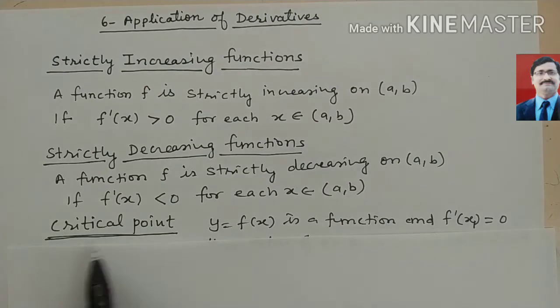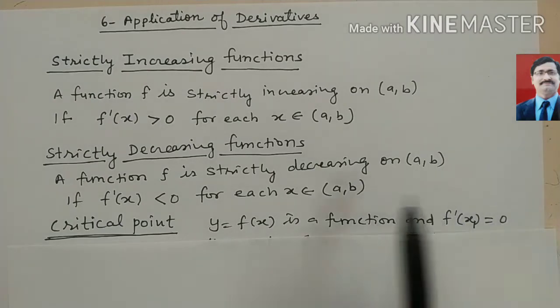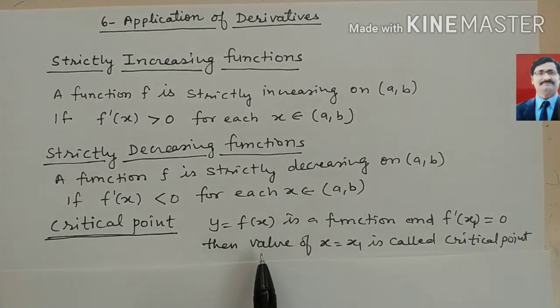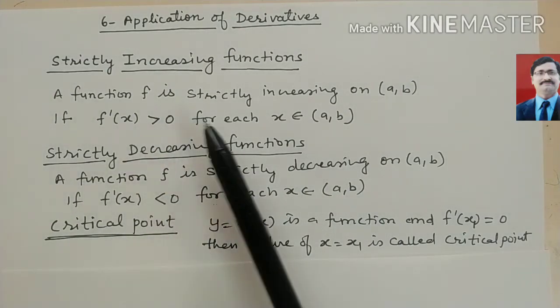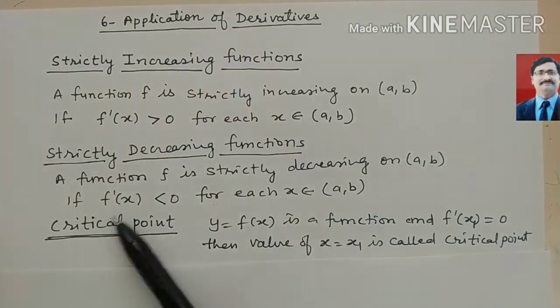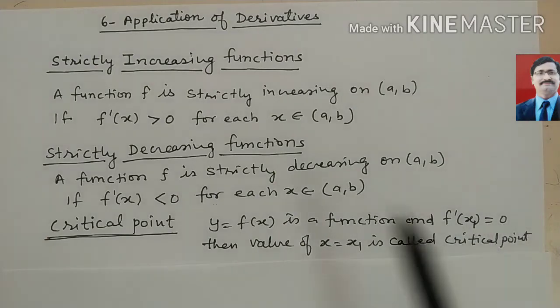Now we will have the critical point. Critical point means y equal to f(x) is a function and f dash x1 is equal to 0, means for the value x1 the differential is 0. That point, x equal to x1, is called a critical point. All of you understand these 3 points? If the differential is greater than 0, the function is strictly increasing; if the differential is less than 0, it is strictly decreasing; and if the differential is 0, that point is called a critical point.